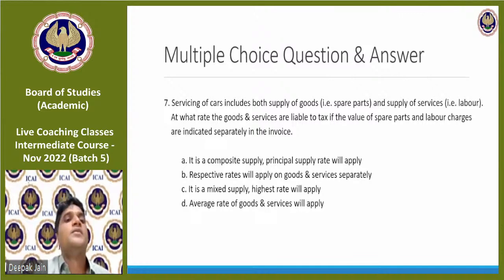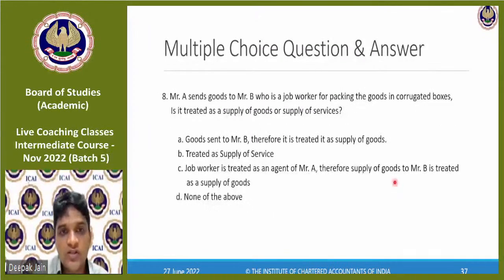Okay. Mr. B sent goods to Mr. A, who is a job worker, for packaging the goods in corrugated boxes. Is it treated as supply of goods or supply of services? Job working activity is treated as supply of service itself, not goods, because he is sending goods only to be packaged and given back to me. So that's treated as supply of services.